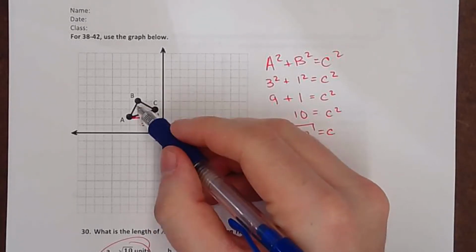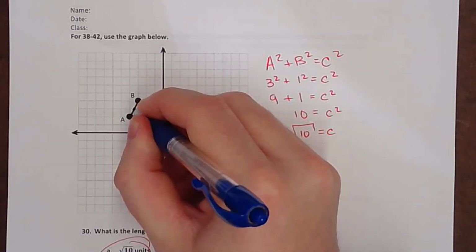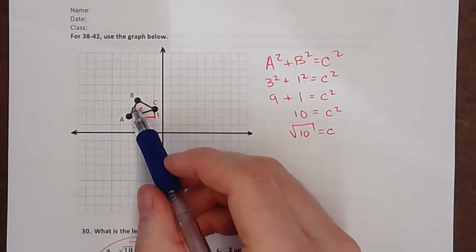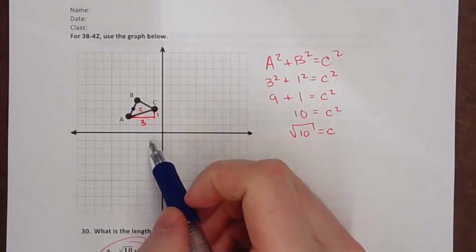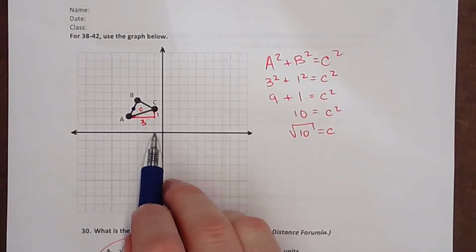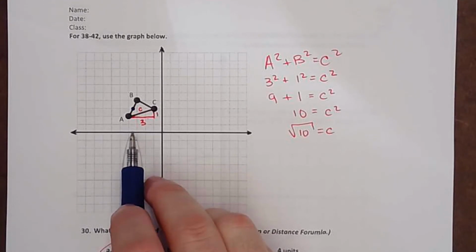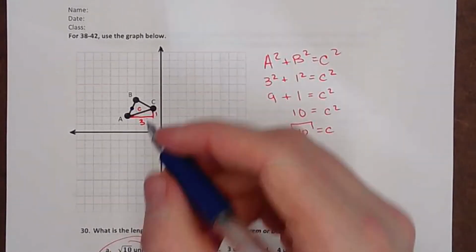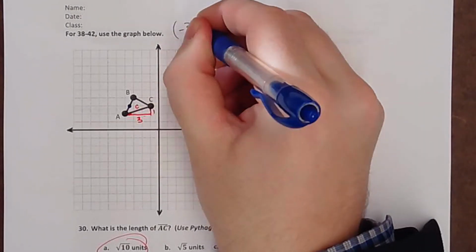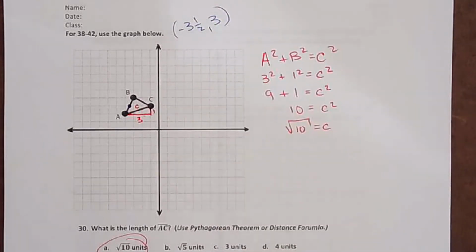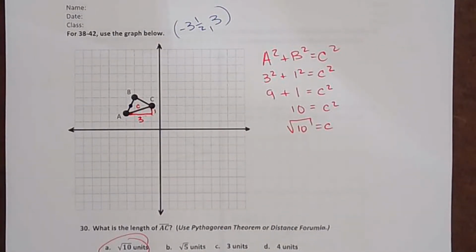AB's here. We can't just guess. We know the point's going to be somewhere like there. We can't just count it. But there is a way to kind of guess about it, right? I bet it's something like negative 3.5, up 3. So my guess is negative 3.5, up 3. That's my guess. But let's make sure.